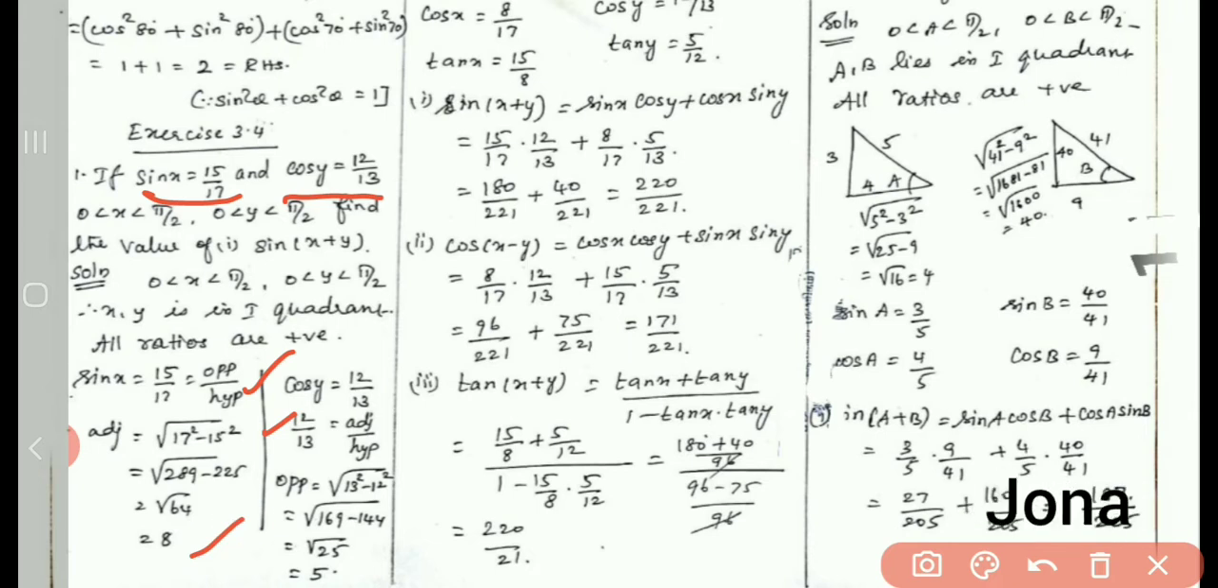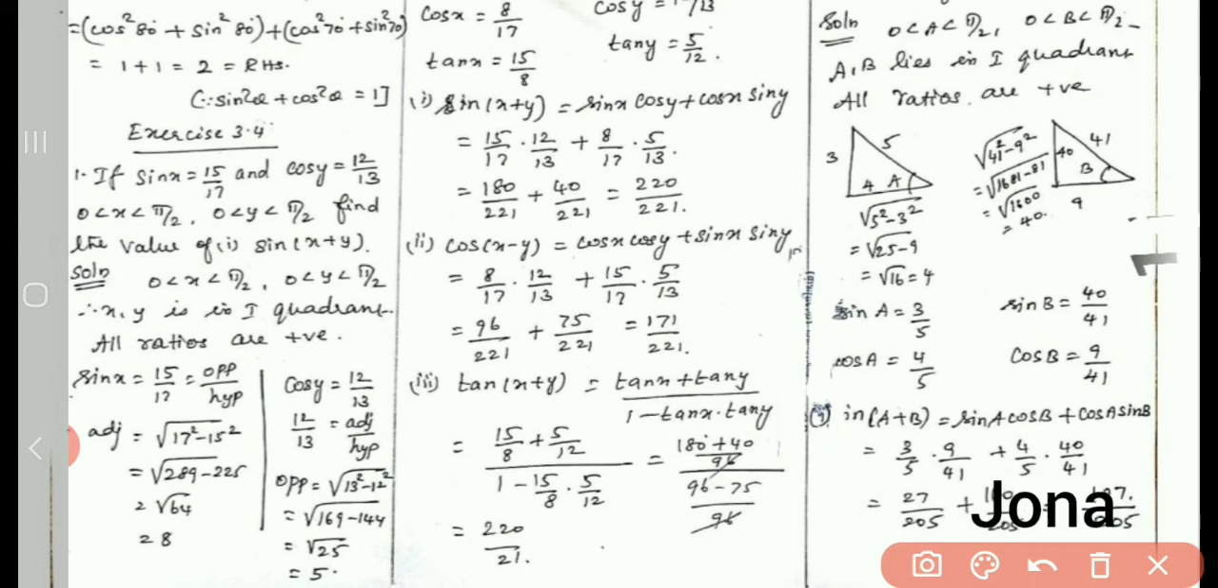Likewise, here from cos y, we can find the value of sin y. For this, before that we want to find the opposite side. Okay, so opposite side is nothing but here 13 square minus 12 square in the square root. So the value of that opposite side is 5 here.